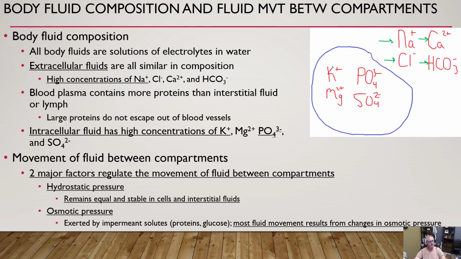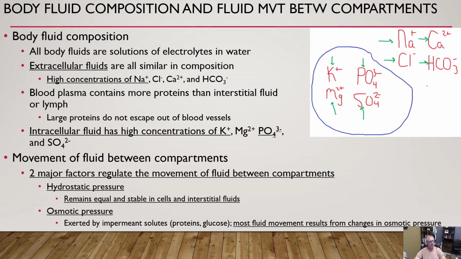And when we look at the cell itself, we have a higher concentration of potassium inside the cell compared to outside. We have a higher concentration of phosphorus inside than outside. And we have a higher concentration of magnesium and sulfate inside the cell compared to outside of the cell.